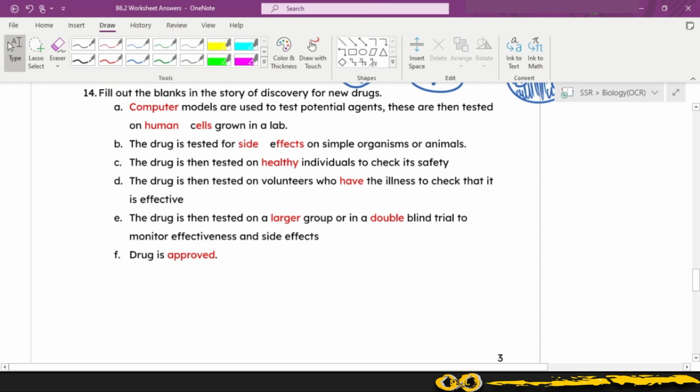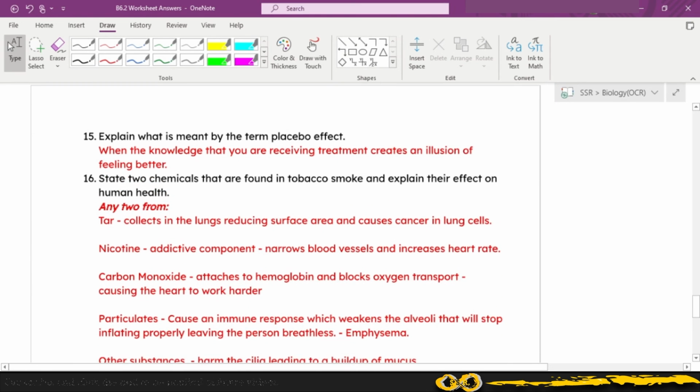Once this is done, we can go on to test if the drug is actually effective against the illness. And so we'll find volunteers that have the illness and give them this treatment. This will then be done on a larger scale if it has proven initially effective, and usually this is done in a double blind in order to minimize the effect of placebos.